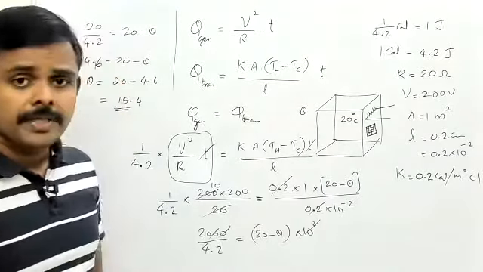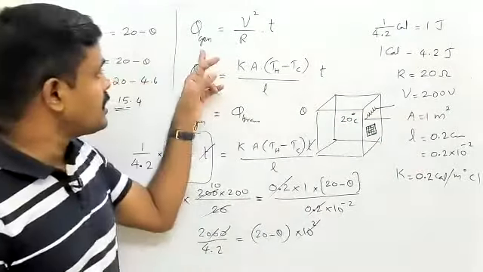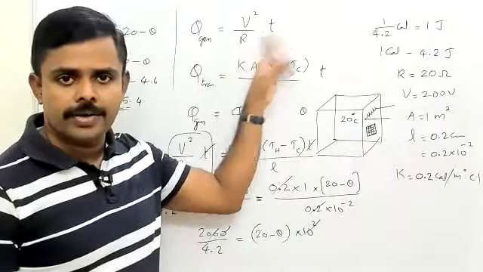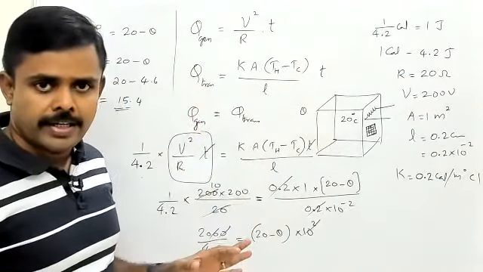So this is the concept. Heat is generated inside, and heat is transported through the window. The heat generated inside is given by V square by R into T. That is called Joule's law of heating. And then for heat transported, we learned an equation.